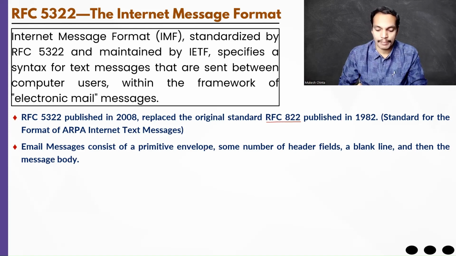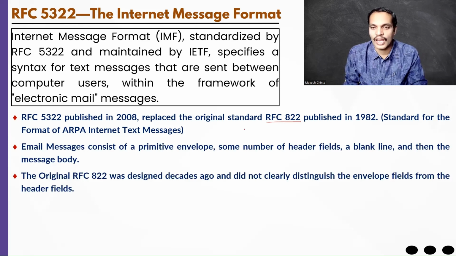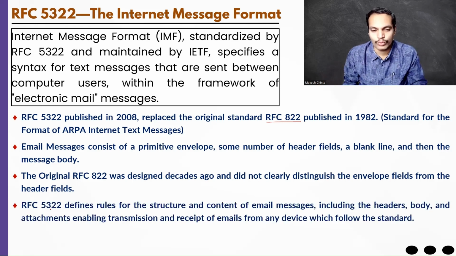This is what an email message usually consists of. The original RFC, published in 1982, was designed a long time ago, and it did not clearly distinguish the envelope fields from the header fields. There was no clear distinction between the header field and where the body starts. So RFC 5322 defines the rules for the structure and content of email messages, including the headers, body, and attachments, enabling transmission and receipt of emails from any device which follows this standard.